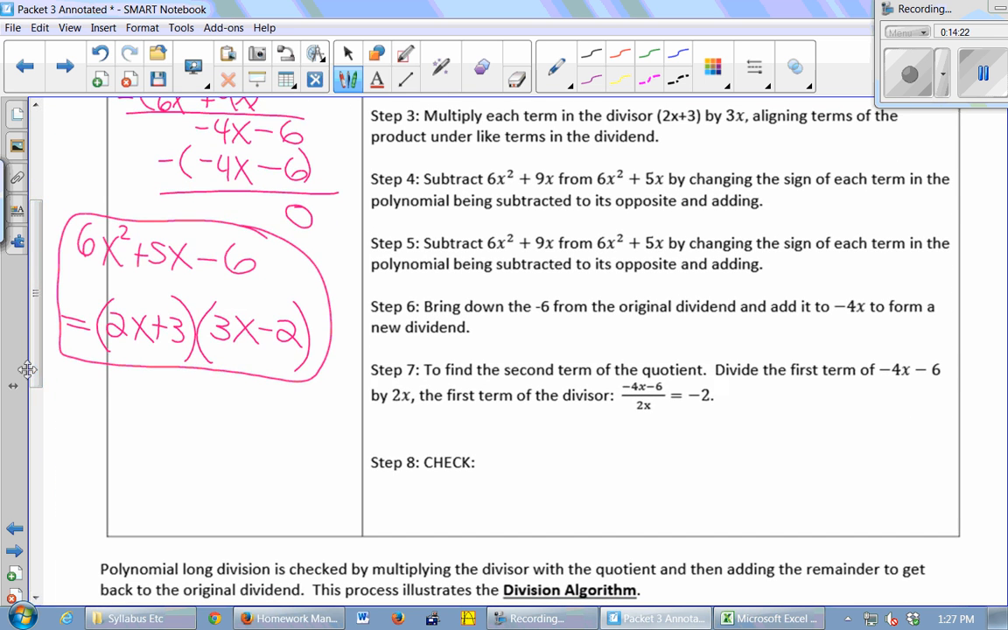And we should check. If we actually FOIL out that thing on the bottom, 2x plus 3 times 3x minus 2, we get 6x squared minus 4x plus 9x minus 6. And that does give me 6x squared plus 5x minus 6. So you can always check.